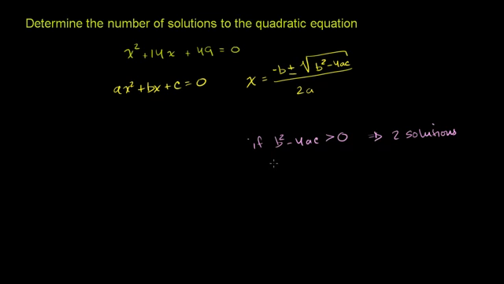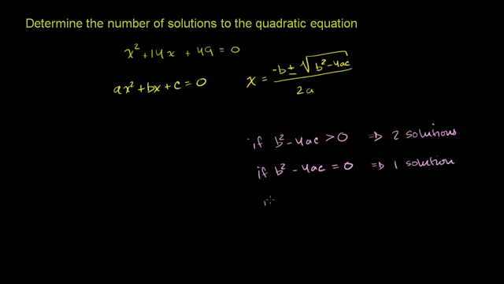Now, what happens if b squared minus 4ac is equal to 0? If the expression under the radical is equal to 0, you're just going to have the square root of 0. So it's going to be negative b plus or minus 0. And it doesn't matter whether you add or subtract 0, you're going to get the same value. So the actual solution of the equation is going to be negative b over 2a. There's not going to be this plus or minus. It's not going to be relevant. So you're only going to have one solution. If b squared minus 4ac is equal to 0, you only have one solution.